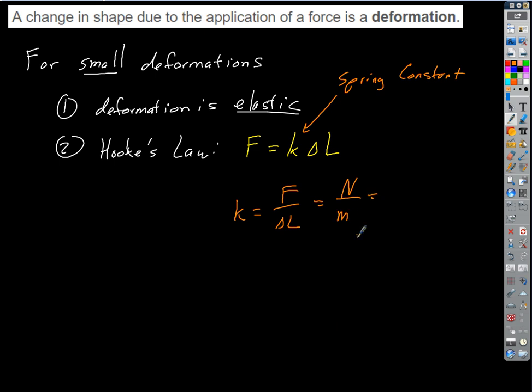Right, because F equals ma, so we just remember that: units of mass times units of acceleration. So a kilogram times meter per second squared, divided by a meter, just gives us a kilogram per second squared. So is that important? No, not important at all. That's just what the units have to be.